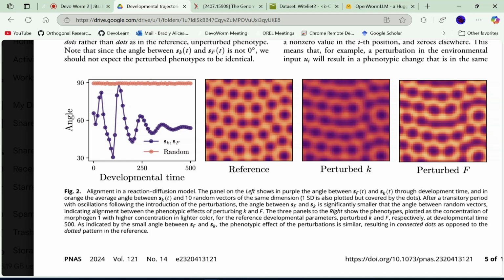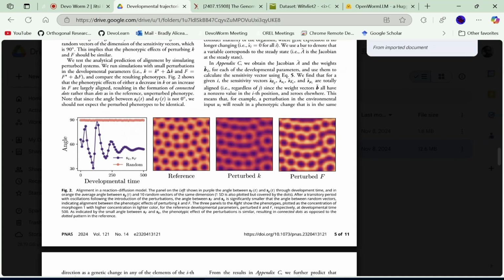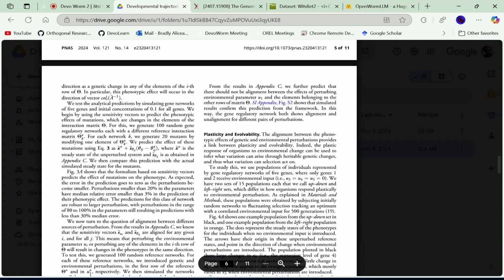So basically, the reference has no perturbation. K and F have a perturbation. That perturbation results in drift of the morphogen between the dots, and it ends up with this. So you basically get the connected dots, which are sort of this regular pattern, and then you get these almost like stripes, which are a little bit different. So, I don't necessarily know how to interpret that other than to say it's an interesting result.